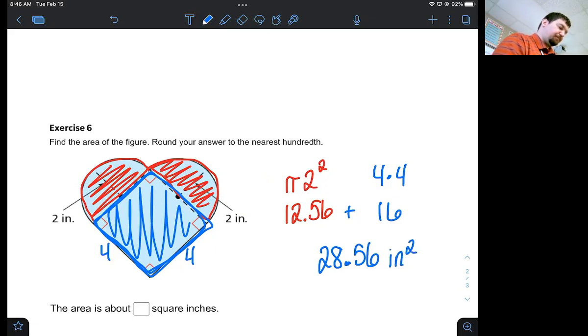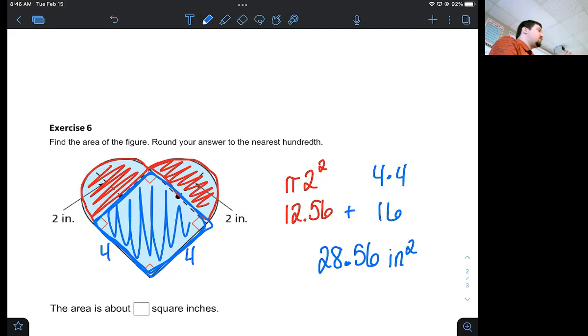Good job. Okay. So on your quiz tomorrow, this problem here has multiple parts to it. Make sure you're showing your work. And I mean, I want to see everything. I want to see how you got the 16. I want to see that you write 4 times 4 down. I want to see how, especially how you got the 12.56. I want to see that you did pi times 2 squared.